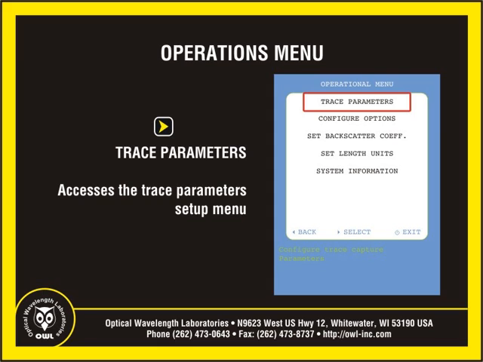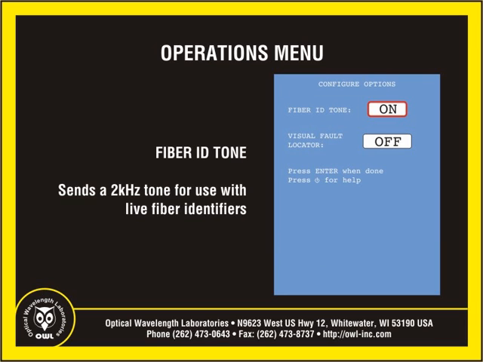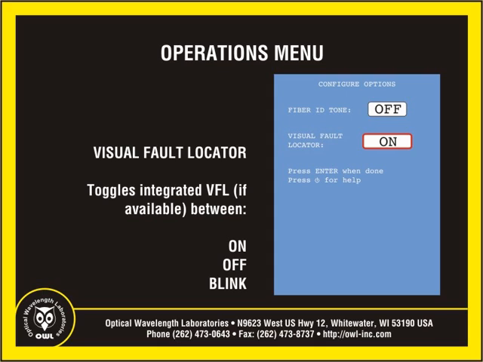The Trace Parameters option accesses the Trace Options menu, where the various trace parameters such as pulse width, samples, and range can be set. Configure Options controls two secondary functions of the OTDR. Fiber ID tone sends a 2 kHz signal down the fiber for use with a fiber identifier, and Visual Fault Locator toggles the integrated VFL between off, on, and blink modes.